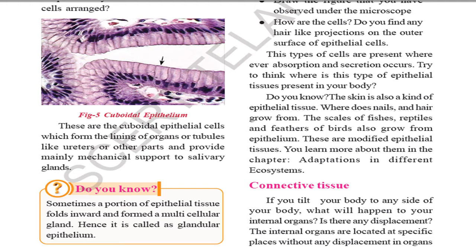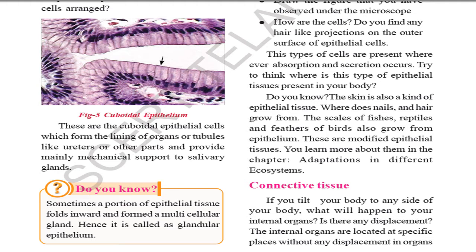Where do nails and hair grow from? The scales of fishes and reptiles and the feathers of birds also grow from epithelium. They are modified epithelial tissue. You will learn more about them in the chapter on adaptation in different ecosystems. The next topic we will study today is connective tissue.